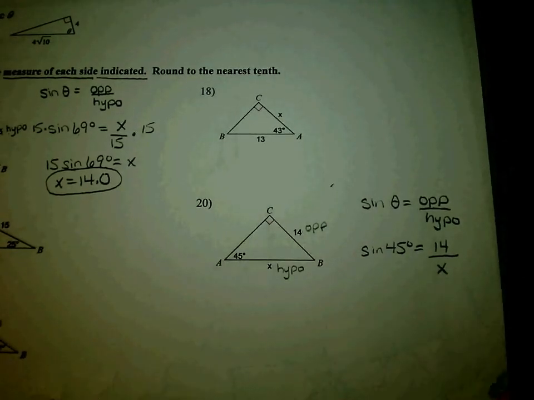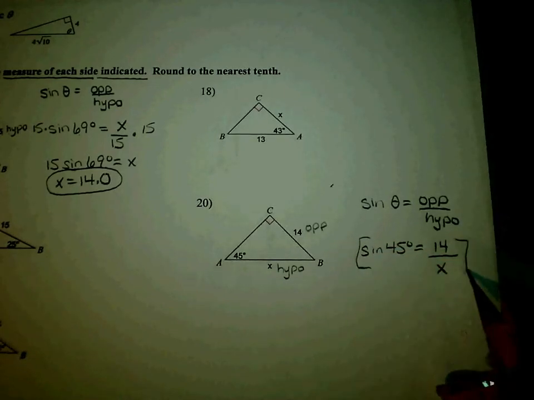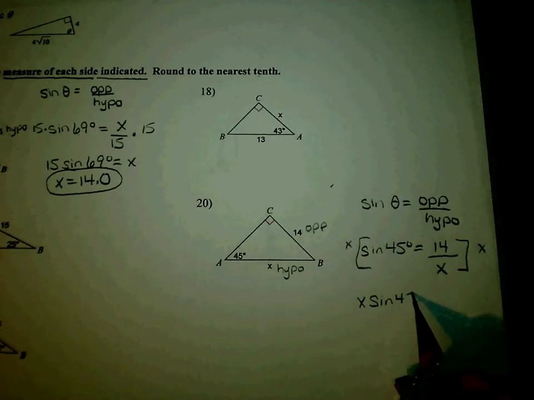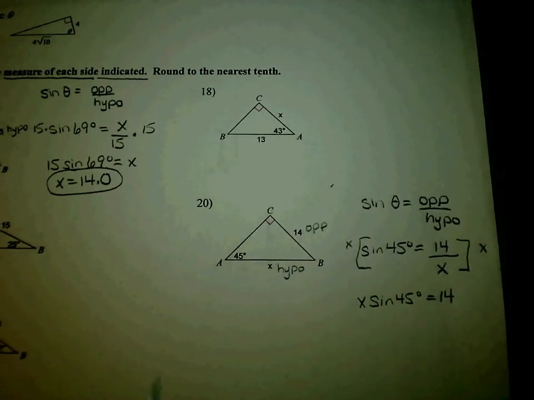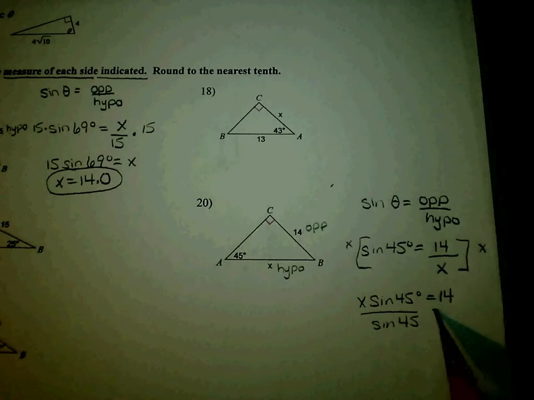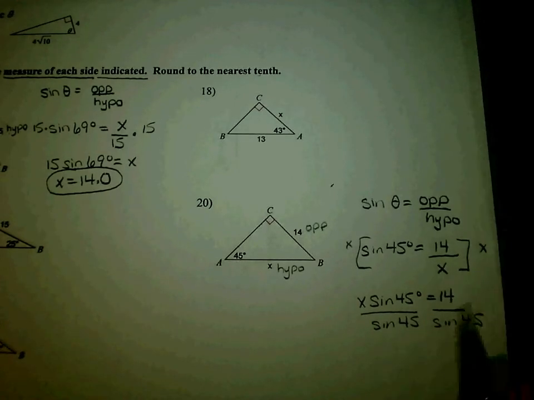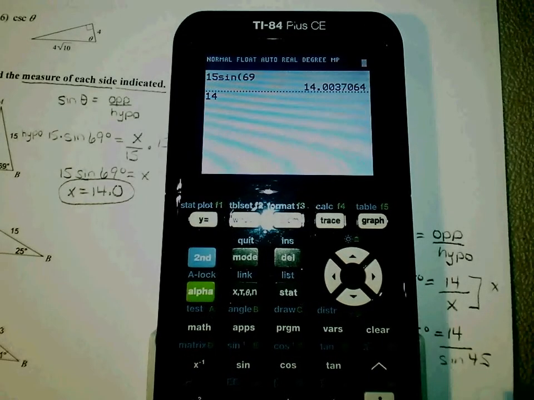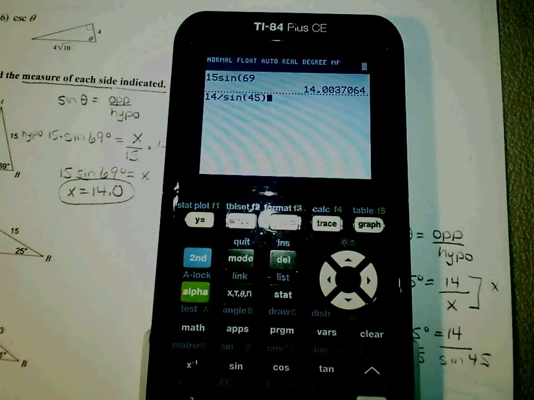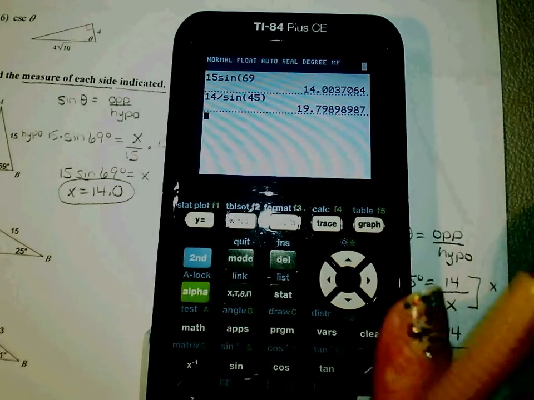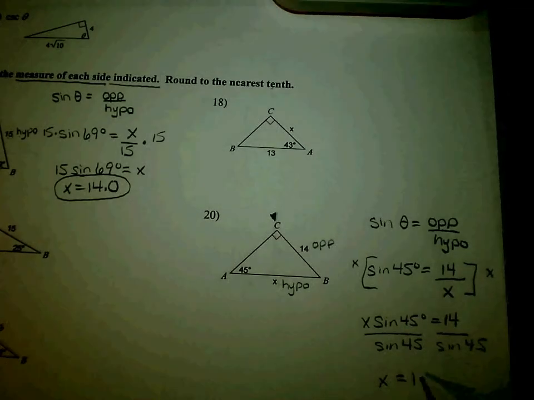Okay. Now, I've got to get rid of the x in the denominator. So remember in the last chapter we put brackets around the whole thing and multiplied by x? So that's going to be x sine of 45 equals 14. Now to get x by itself, I divide by the sine of 45, divide by the sine of 45, and I get x equals, now let's work it out on my calculator, 14 divided by the sine of 45, 19.79, but if I'm rounding to the nearest tenth, that 9 rounds this up to 19.8. So x equals 19.8.